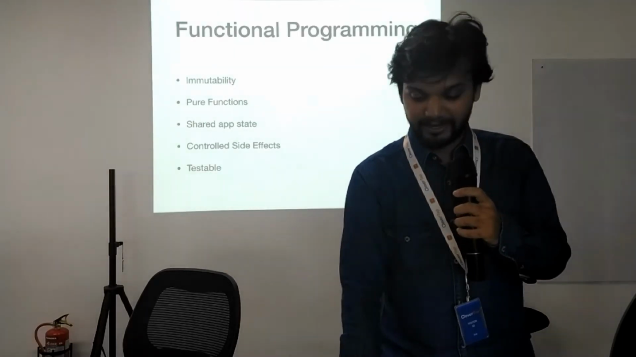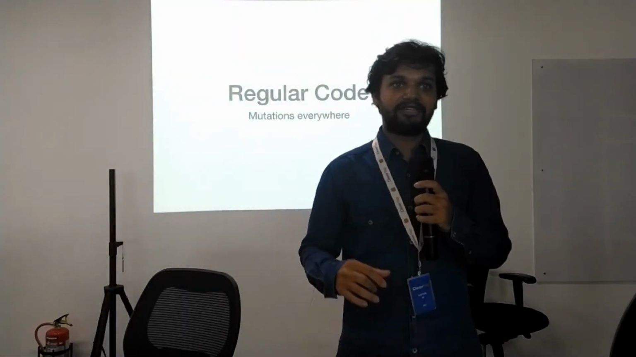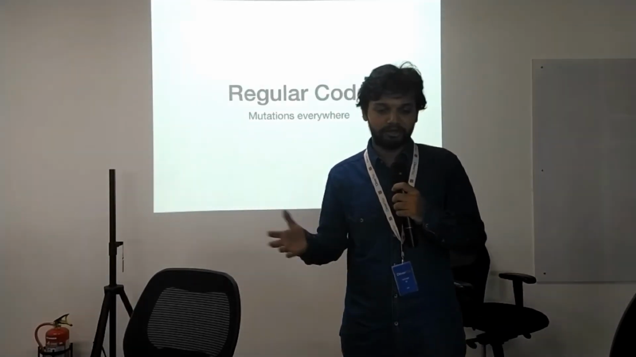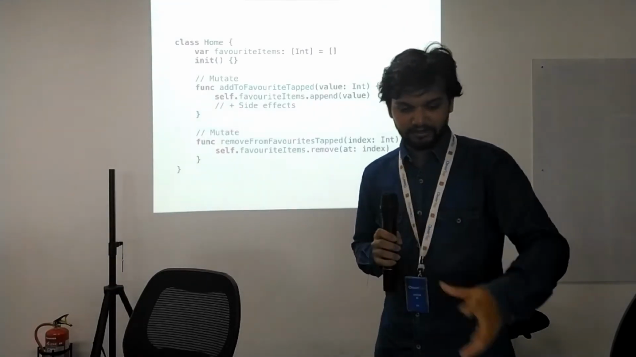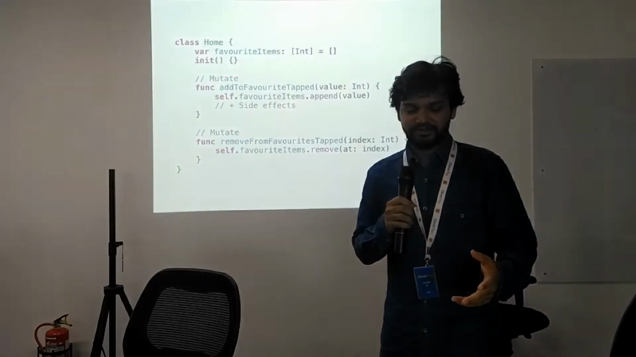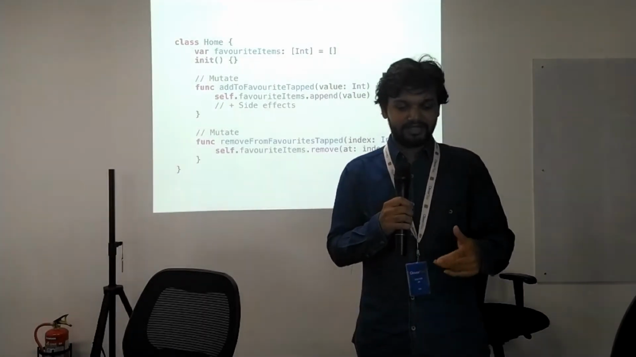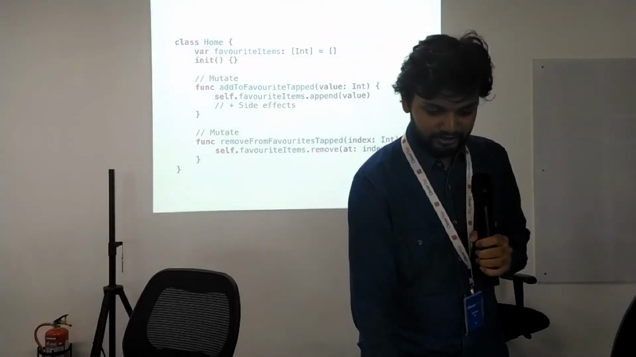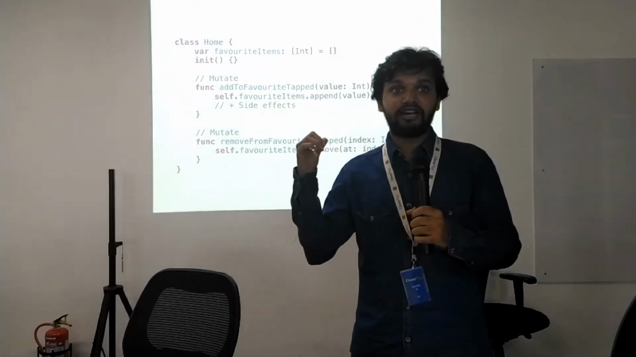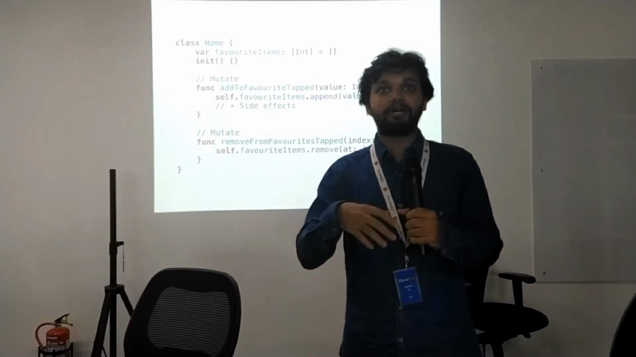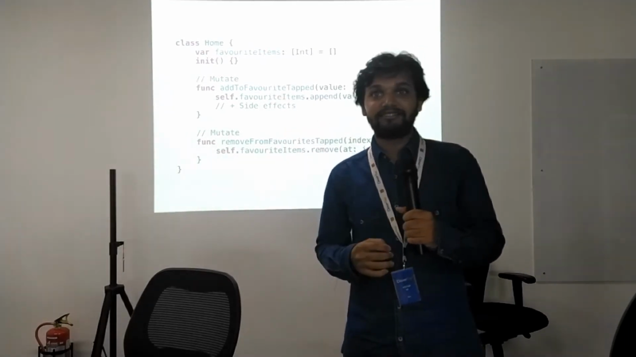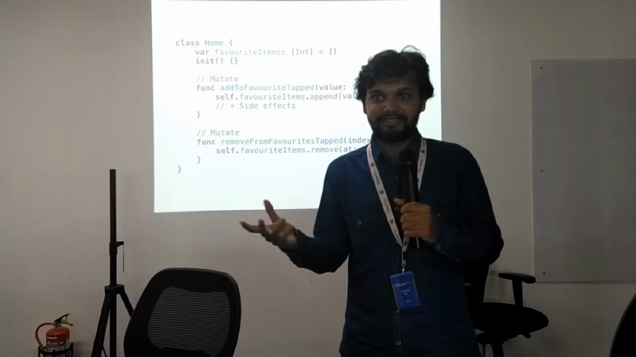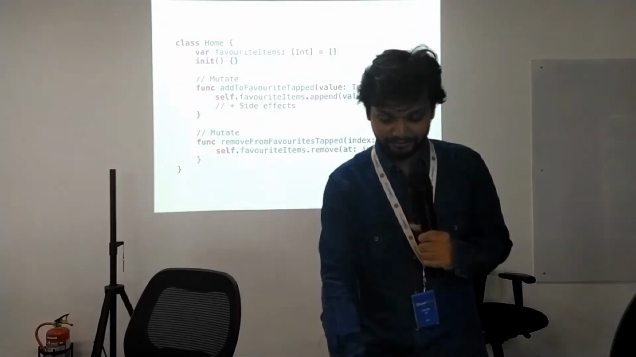So how do we write our regular code? This is what I did a year back. I did mutations everywhere, as in I had a class, and then I had a few functions inside the class that changed whatever I needed. Example, here is one of the classes. Here are favorite items, an integer array, and then I had two functions which changed the value of it. I also had side effects, like I printed the state, I passed the state by notifications, and so on, and then when it came time for debugging, I didn't know when the state changed. I had to keep track of all of it.